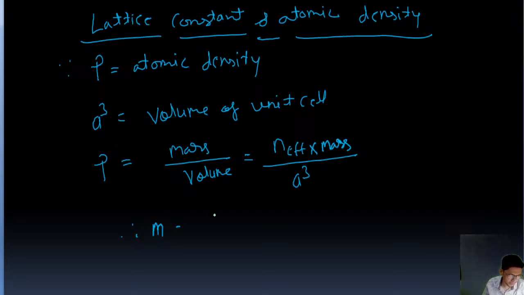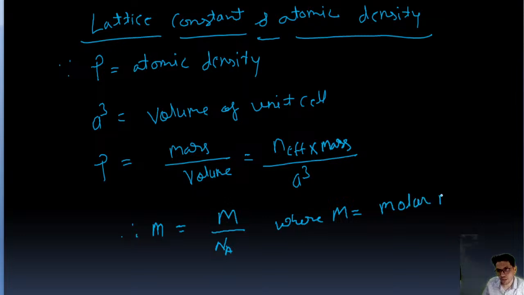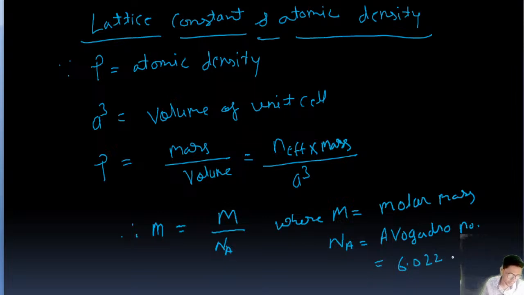Now we know the mass of any atom, small m, is the molar mass M upon N_A, the Avogadro number, where M equals the molar mass and N_A is the Avogadro number. And this value we also know, that is 6.022 into 10 to the power 23 per mole.